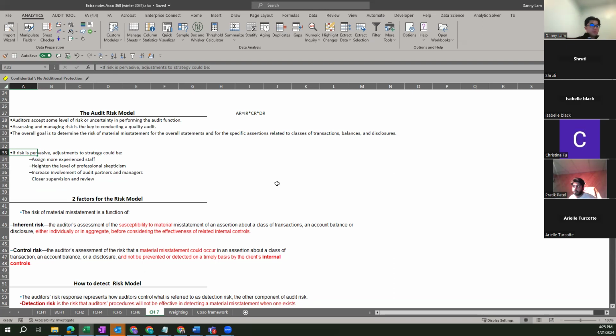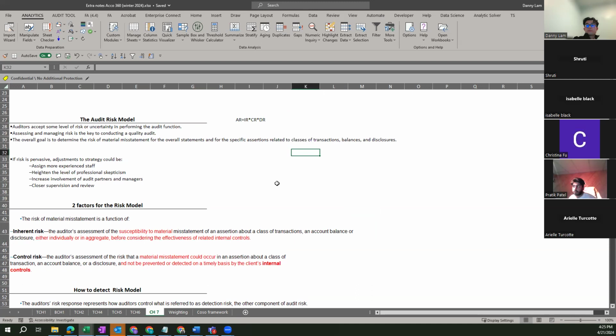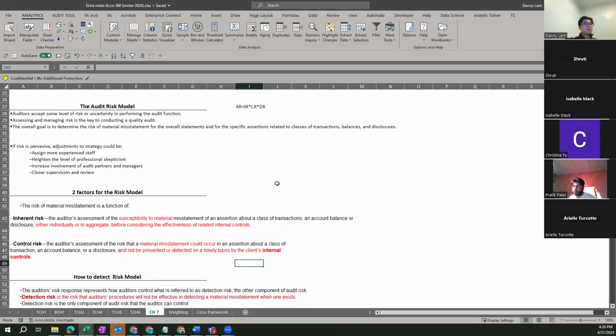So, two factors of the risk model. Inherent risk. You have the definition, but can someone tell me in your own words what inherent risk is? Don't tell me the definition, just tell me what you think it is, in one sentence or 3-4 words. The risk that exists without considering internal control. Yeah, very good. Without the internal controls, and then control risk is with the internal controls.